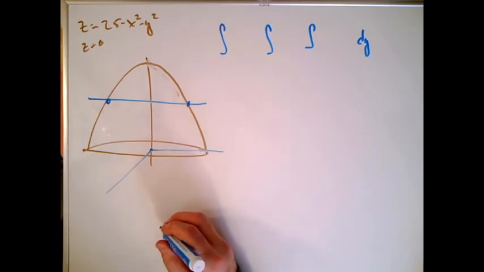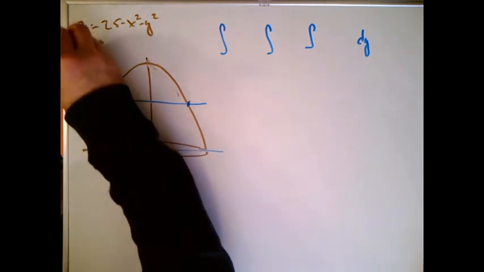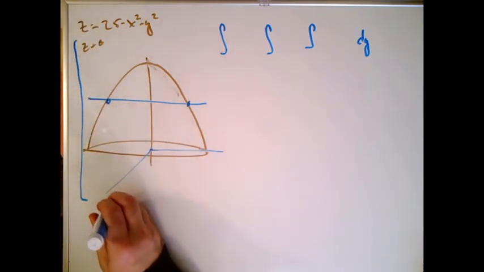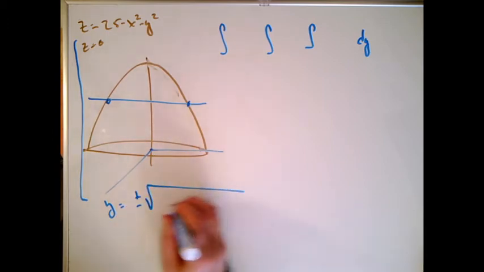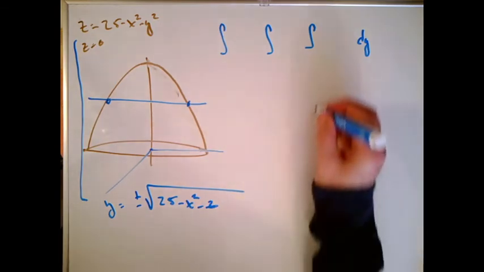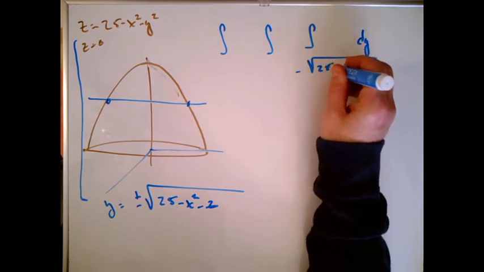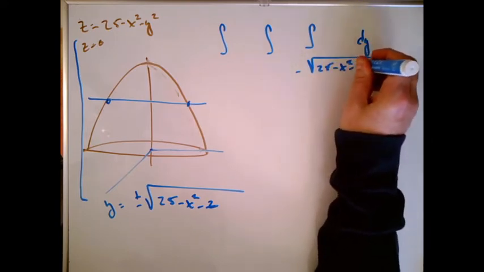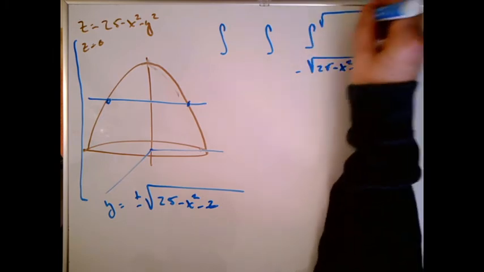Well, we know that z equals 25 minus x squared minus y squared. We have to solve that for y. And what we're going to get is that y is equal to plus or minus the square root of 25 minus x squared minus z. And we know how this works. The negative one, the one on the left, it goes on here. And the positive one, the one on the right, goes up here.